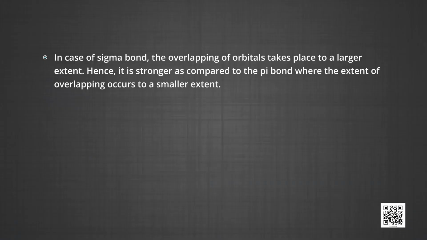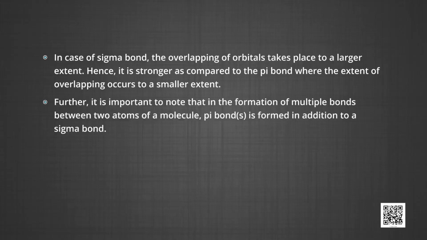Basically, the strength of the bond depends upon the extent of overlapping. In case of sigma bond, the overlapping of the orbitals takes place to a larger extent. Hence, sigma bond is stronger as compared to the pi bond, where the extent of overlapping occurs to a smaller extent. Further, it is important to note that in the formation of multiple bonds between two atoms of a molecule, pi bonds are formed in addition to a sigma bond.